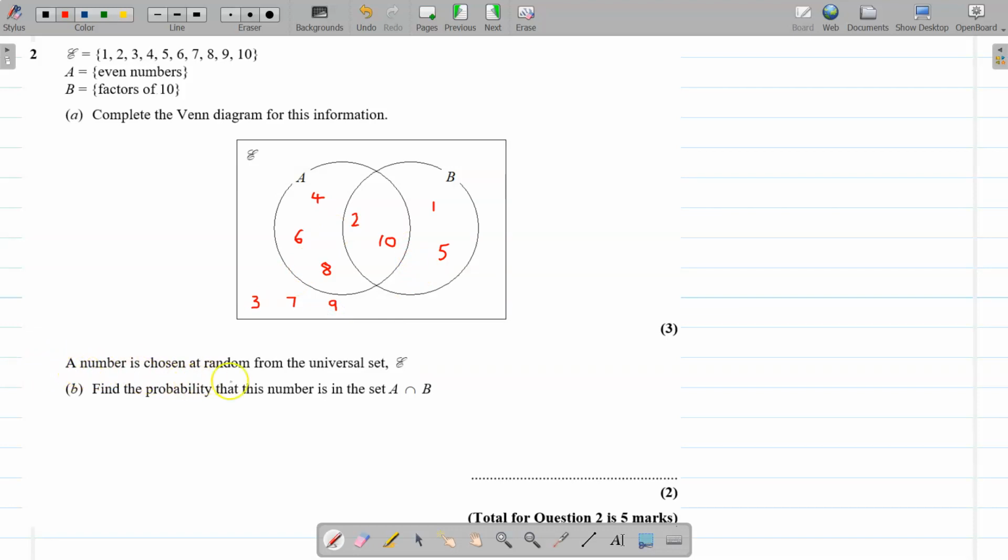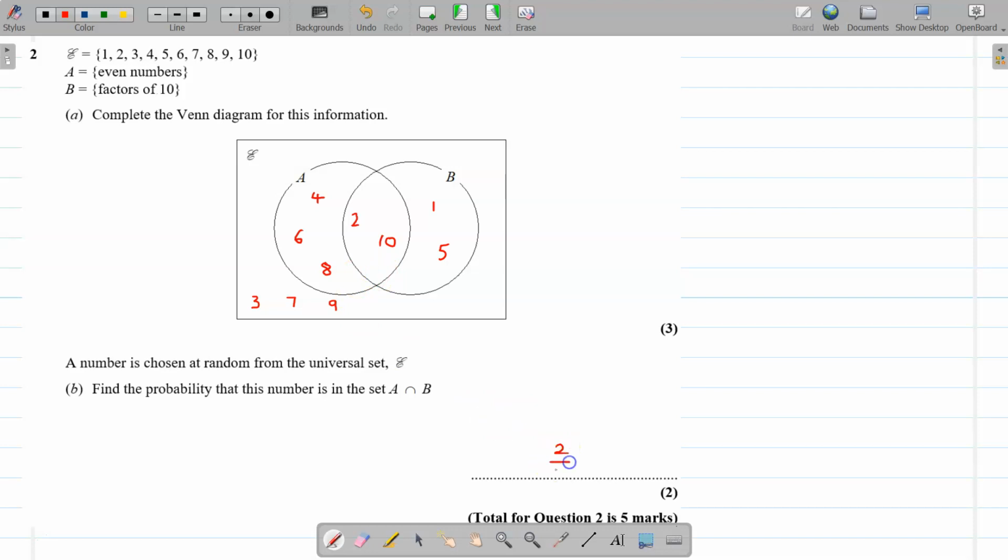Now, a number's chosen at random from the universal set. That means from any of the 10 numbers. Find the probability that this number is in the set A intersect B. Well, intersection is the bit in the middle. There's 2 numbers in there out of a total of 10.